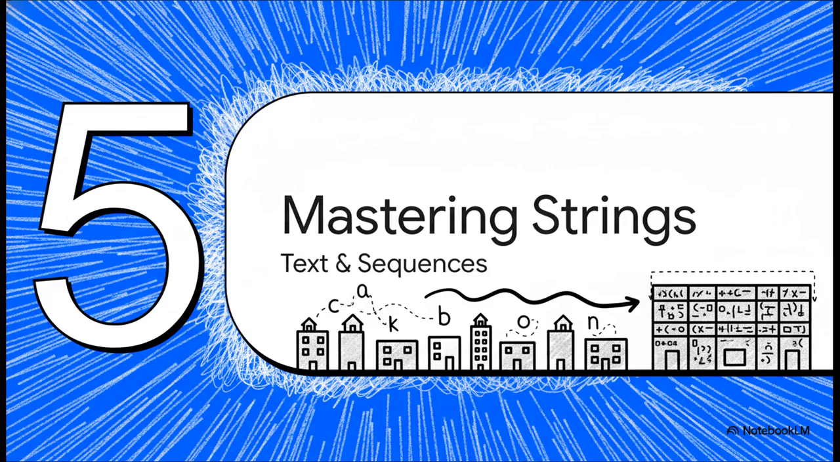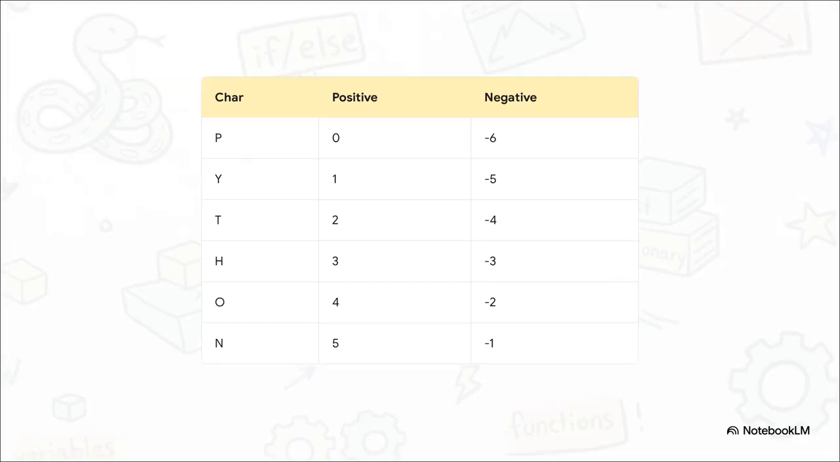All right, Section 5, Mastering Strings. Let's dive right into text and sequences. So internally, Python handles words a bit like a row of apartments. Every single letter gets its very own specific address. Take the word Python. The system of addressing these letters is what we call indexing.